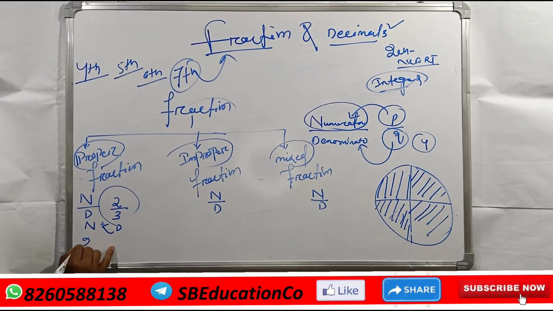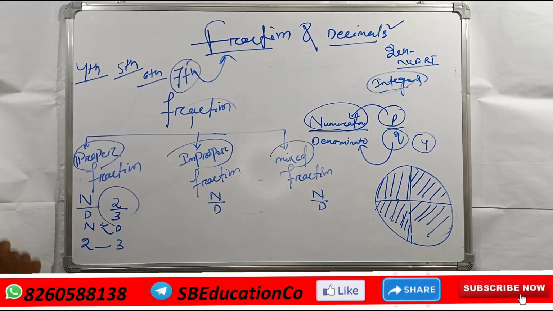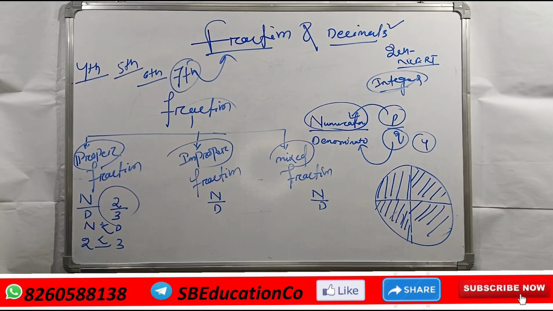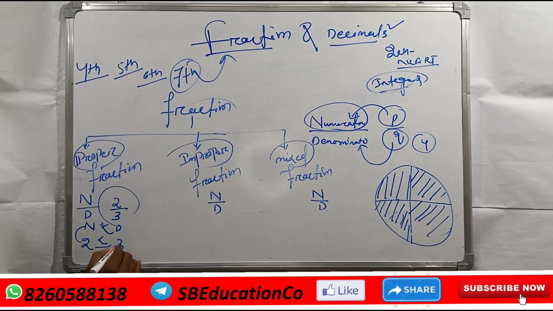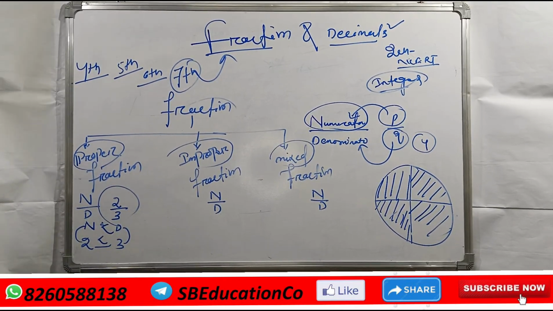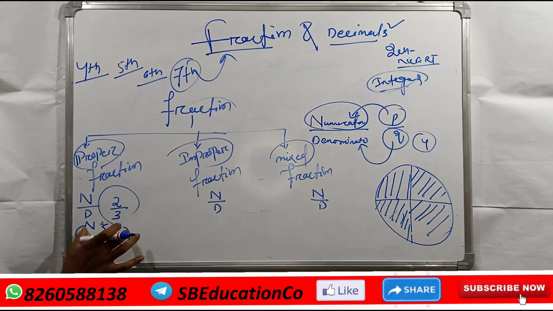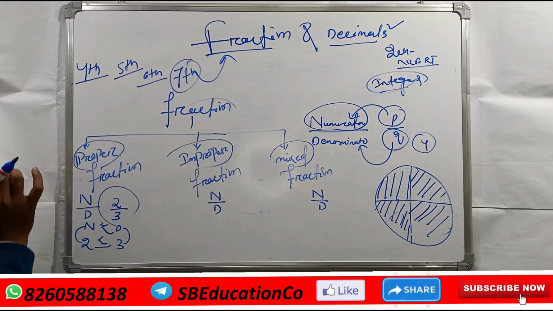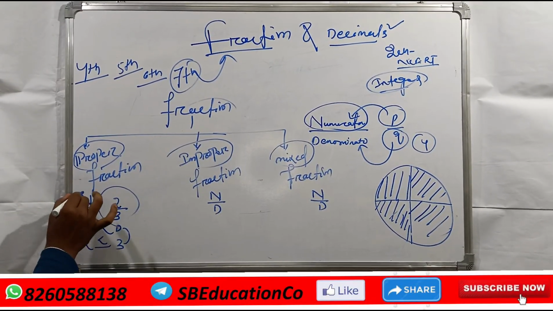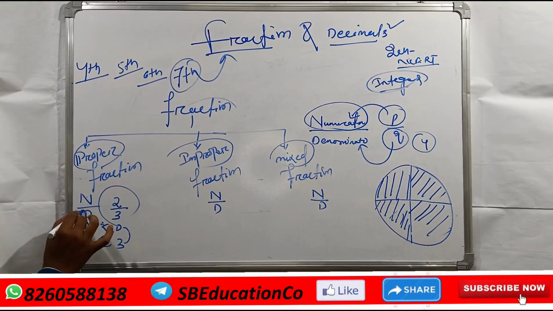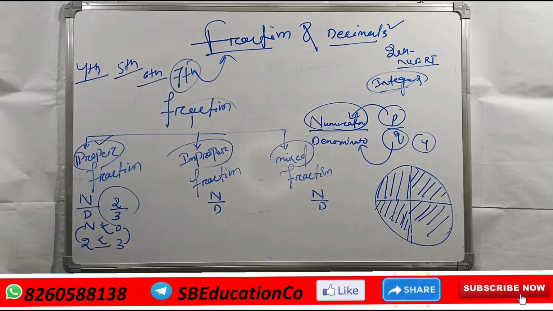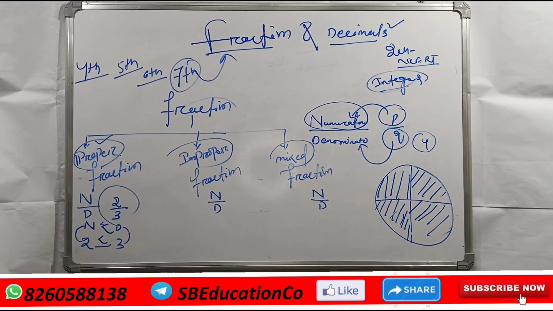Just look at 2 and 3. Between them, 2 is smaller than 3, and here 2 represents the numerator and 3 represents the denominator. That means in each case, wherever the numerator is smaller than the denominator, we say this is a proper fraction. Understood?